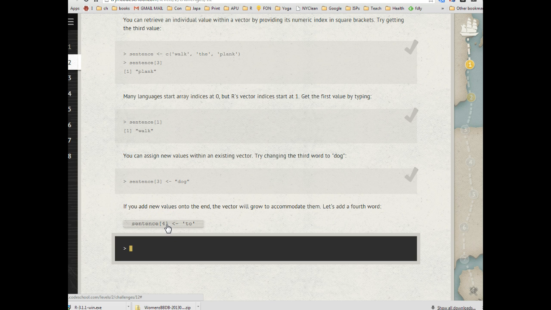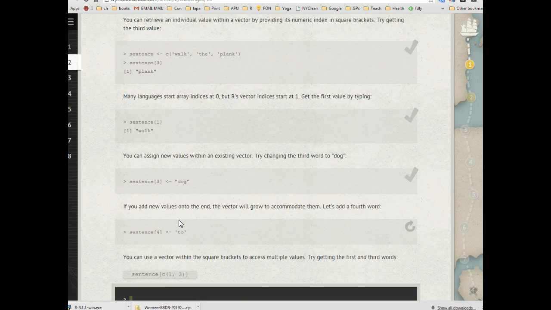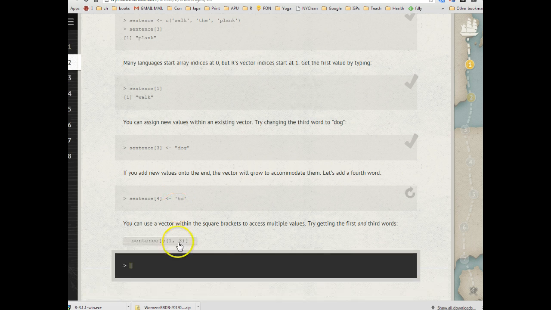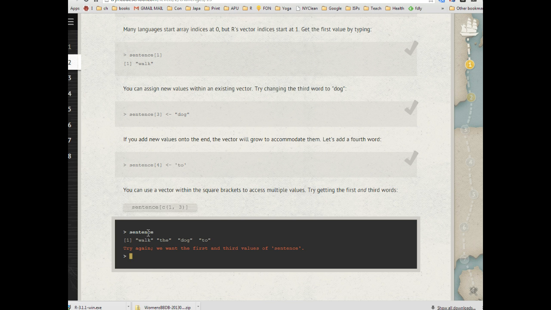And now, what does this mean here? There is no fourth element, but I can add one in. And what is it going to be? 2, a string. I don't know if I can type here, but yeah. Okay, any questions so far?